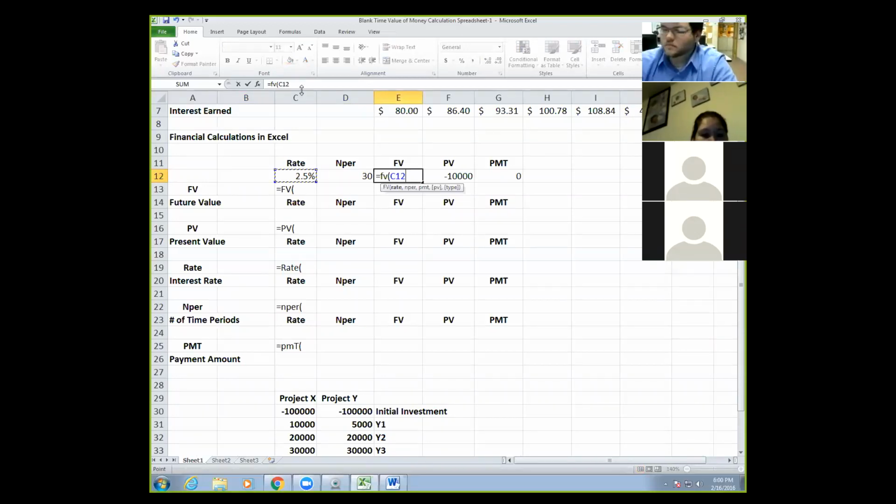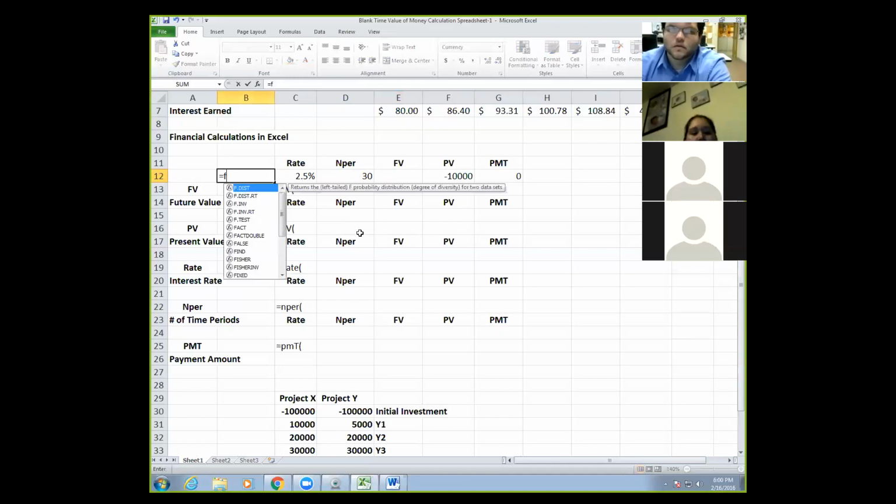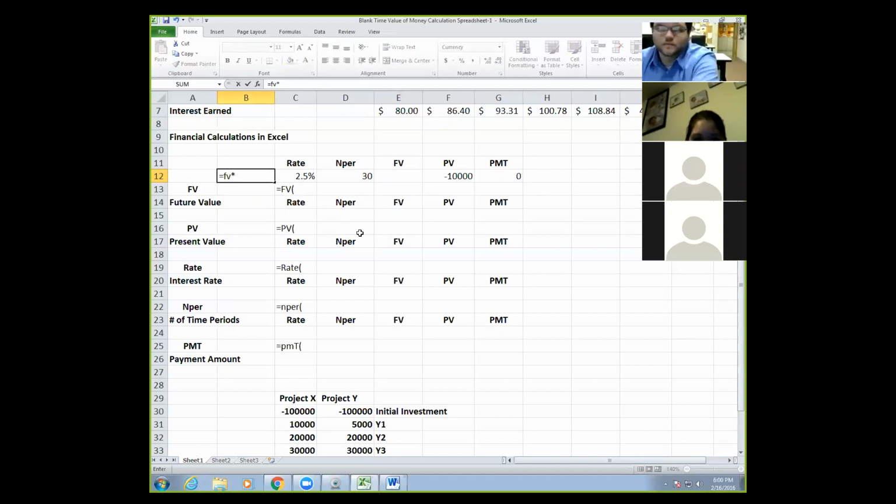Okay. And C12 just refers to column C, row 12 here. Hit comma. Now it's prompting us for N per. I can just click on that. Comma, payment. Click on that cell. Comma, PV. Oh, this is going to be hard because it's right next to... Here, let me not do that in that cell right there. Let me do that over here. This will make it a little easier, I think. Whoops. Because I was having trouble clicking on that cell just because of where it's at.